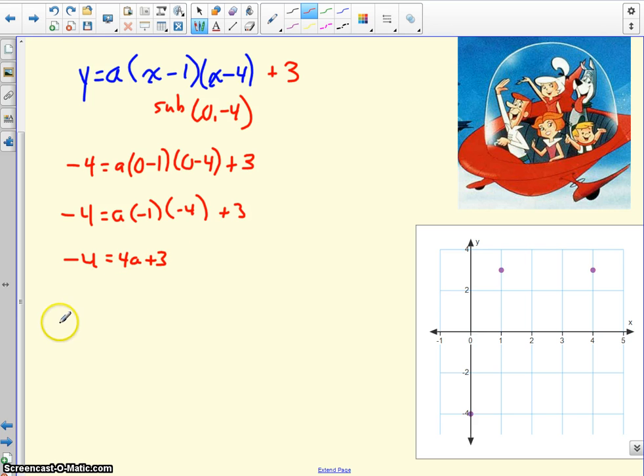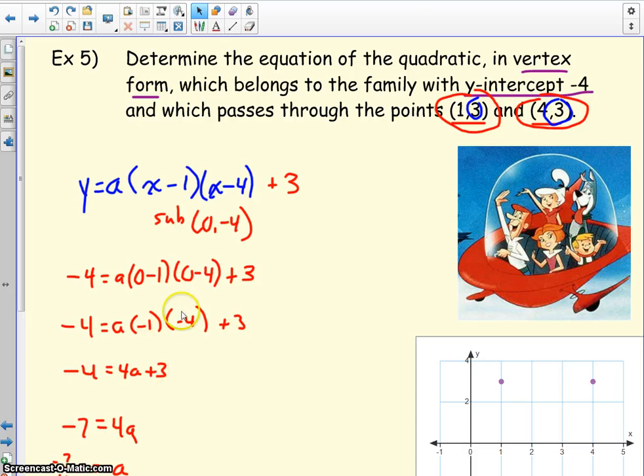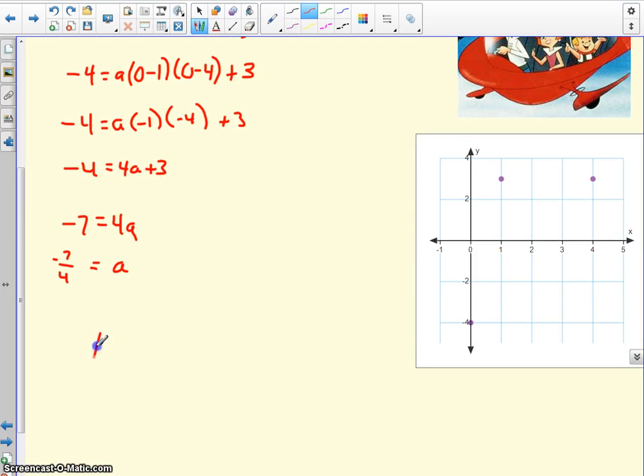Okay, solving for a, subtract 3 from both sides, I get -7 on the left side. So a is -7 over 4. Okay, a lot of work there, but I finally have my equation in partial factored form. So I get y equals -7 over 4 times (x minus 1)(x minus 4), and then plus 3. Okay, so this is all well and good. It's a good start. We just need to be able to find our vertex. We'll put this in vertex form.